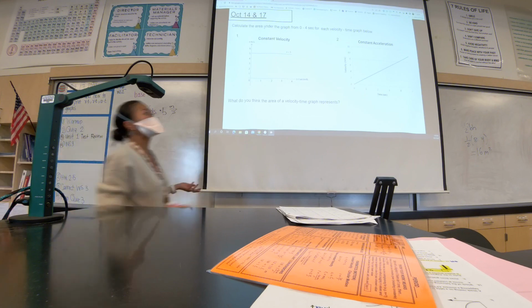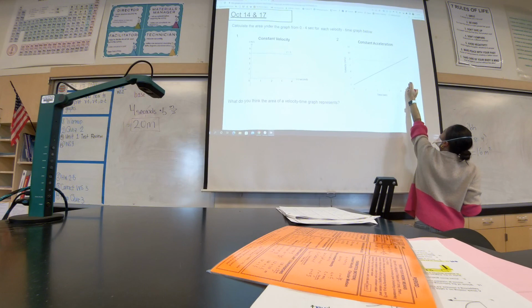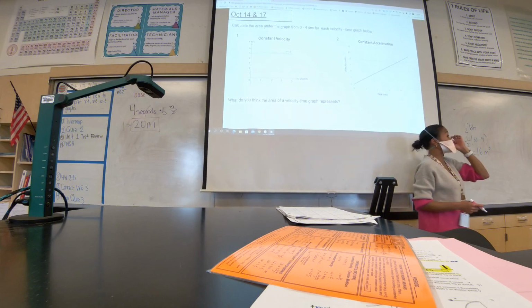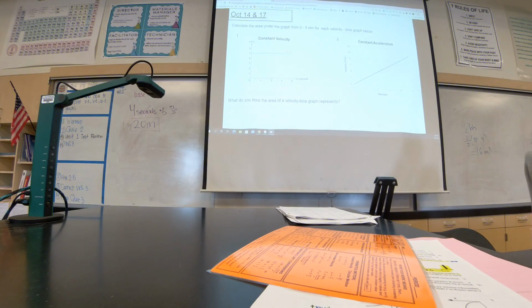For question number 2, we have a different shape. Out to 4 seconds, we hit a height of 8 meters per second. And this isn't a rectangle, but it's half of a rectangle. It's a triangle. So that's half of the base times the height, which is half of 8 meters per second. I'm going to include the units, even though you don't have to in your work, times 4 seconds.